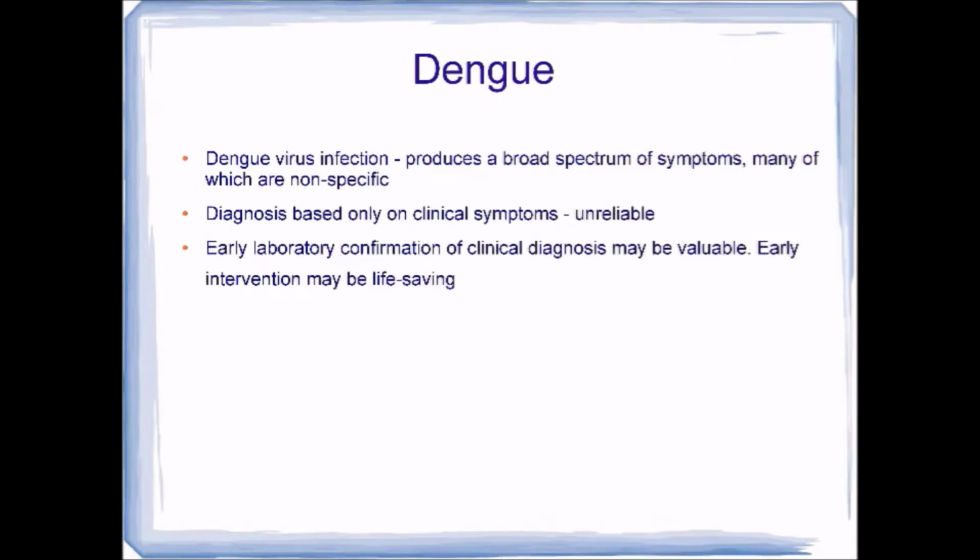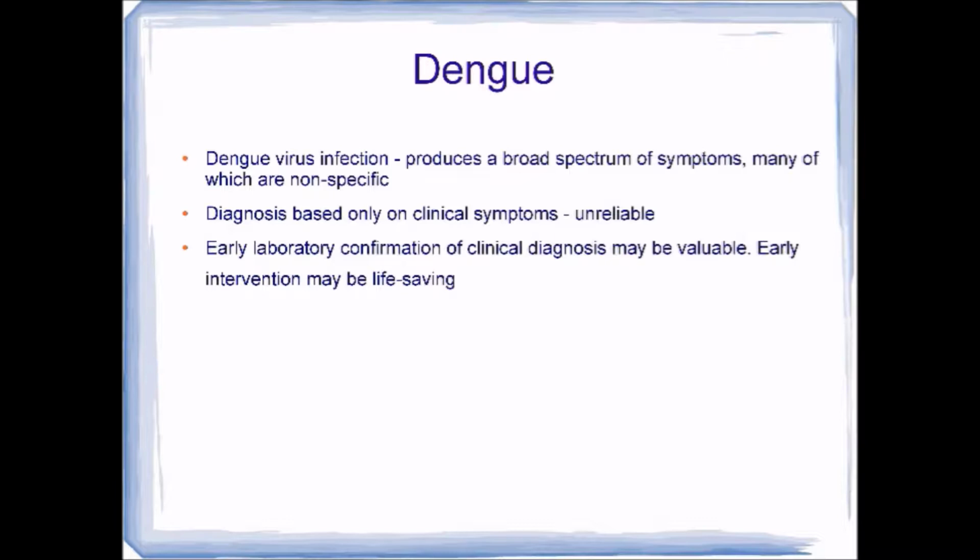Dengue is the most common mosquito-borne disease in Malaysia, so I will discuss this disease in detail. Like other arthropod-borne diseases, dengue virus infection produces a broad spectrum of symptoms, many of which are non-specific. Thus, a diagnosis based only on clinical symptoms is unreliable.